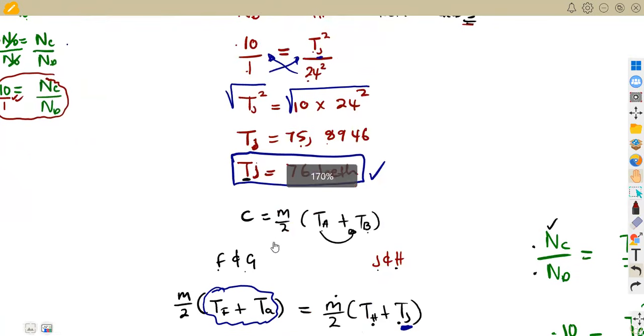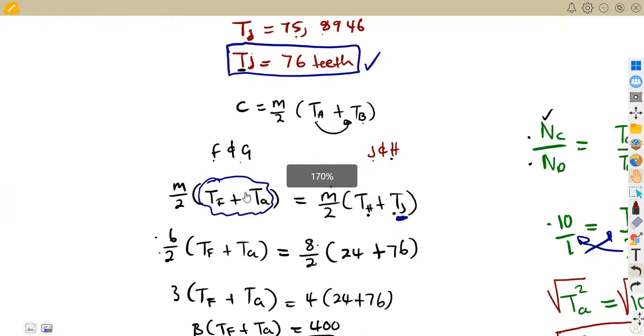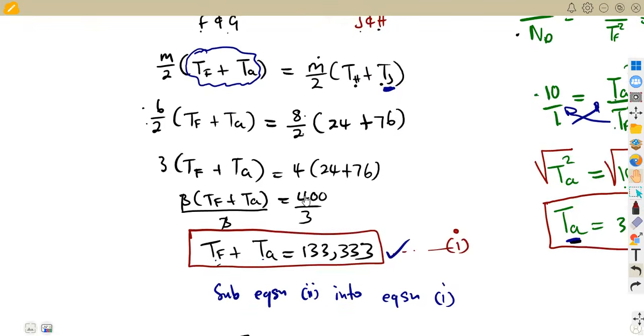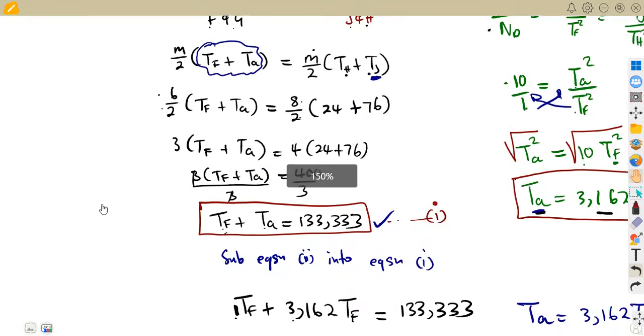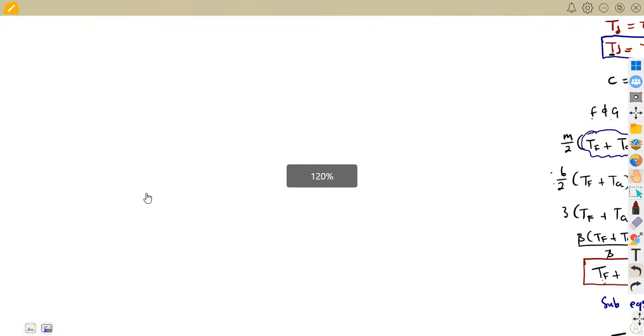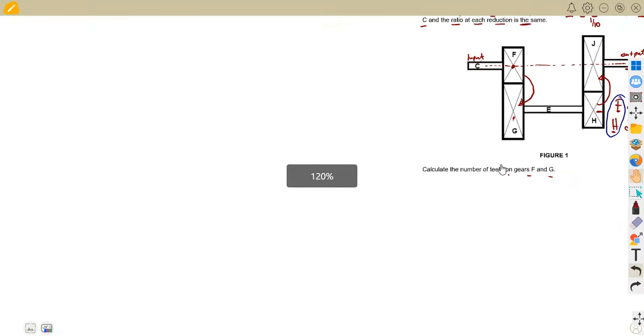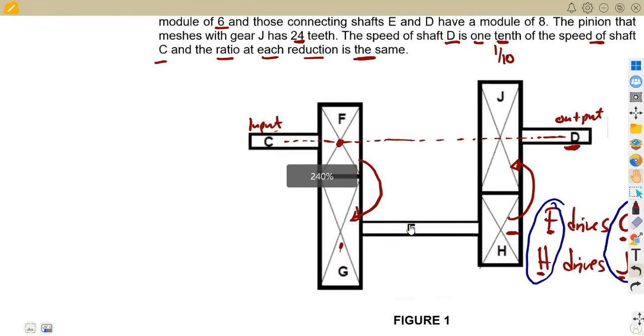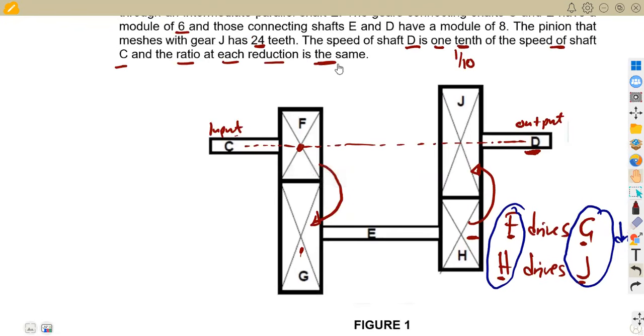And also on the center distance, we are going to consider the center distance between F and G, and the center distance between J and H, with the given corresponding modules. The modules that you are going to take, you take correspondingly from the diagram we are given. I want you to see on our diagram here, the module that is connecting the shafts E and D, this E and this D, is 8.